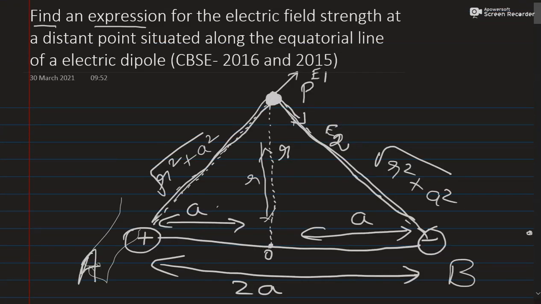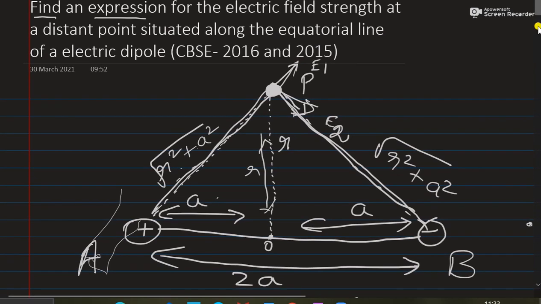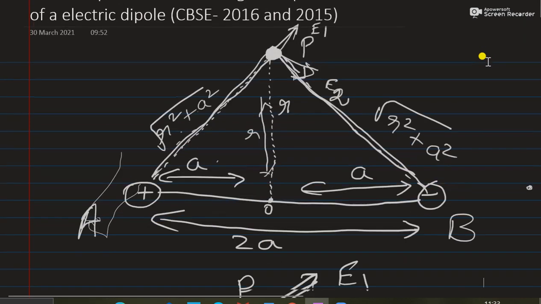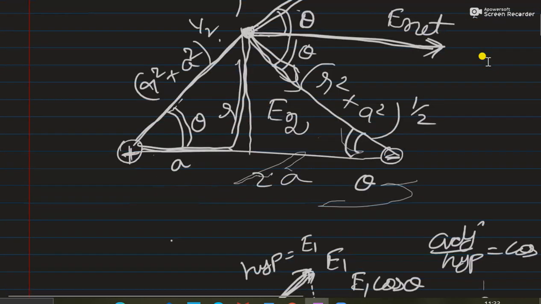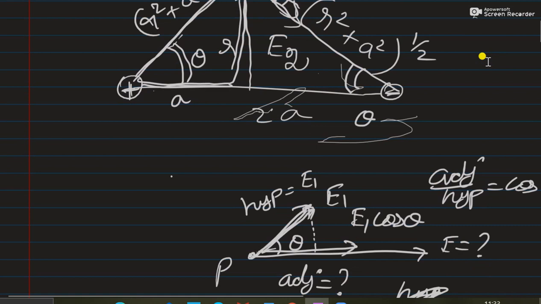It is a very important question. We are measuring the electric field at this point. This side is E1, this side is E2. So the diagonal is the square root of r square plus a square. We used the Pythagoras theorem here. The next step, see here: E1 is equal to E2, both the values will be equal.